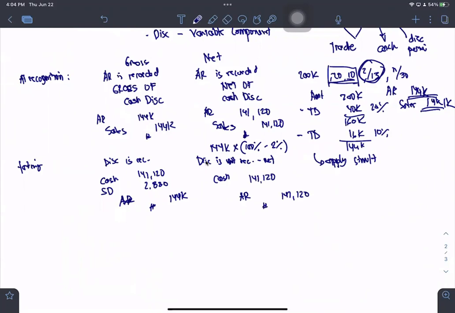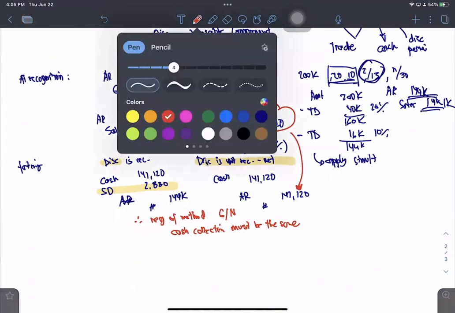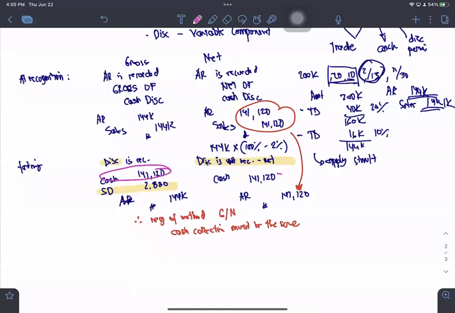So as you can see, there is a discount here. Here, there is no discount. Why? Because initially, guys, if you look at it, you have already recorded it at net. Therefore, since you recorded it at net, you don't need to recognize the amount of the discount. But also take note of this: regardless of method, whether gross or net, cash collection must be the same. Okay? Regardless of method, cash collection must be the same. So look at this one. Cash here is 141,120. Cash here is 141,120. So it is equal regardless of method.